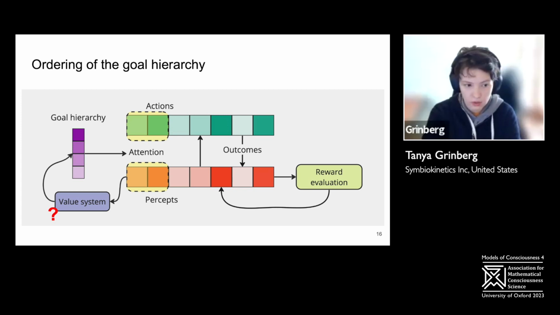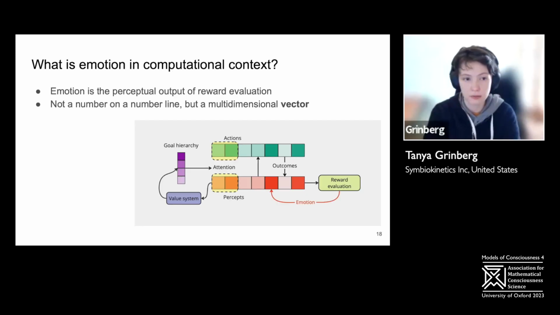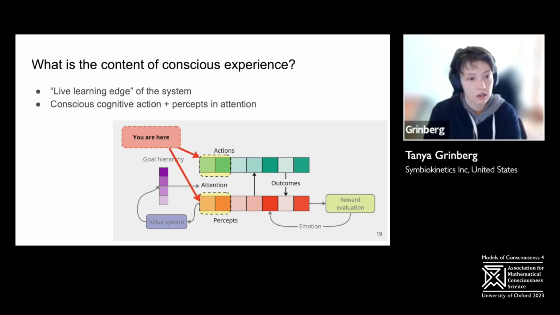So what is a value system? Value system is, again, an attention function, which is specialized to select a goal that is most salient at a given moment. And now the emotion is simply the outcome of the output of the reward evaluation function, which enters the perceptual space.